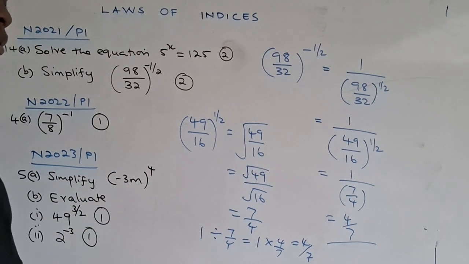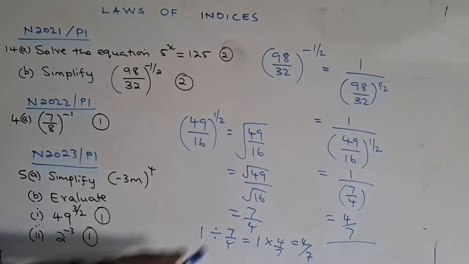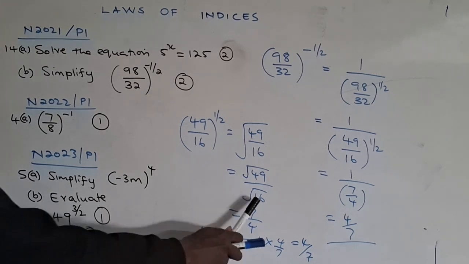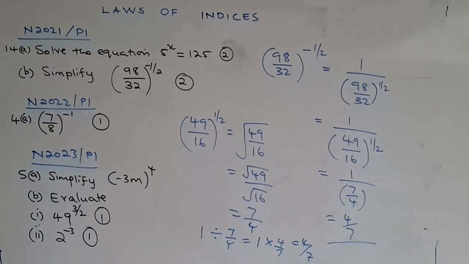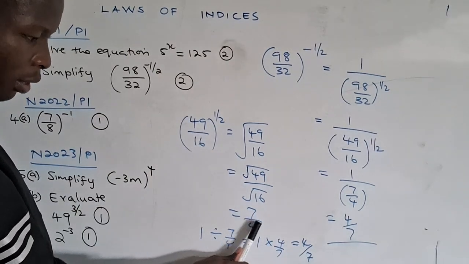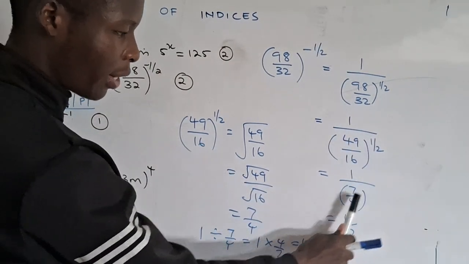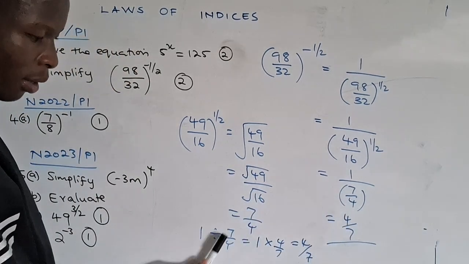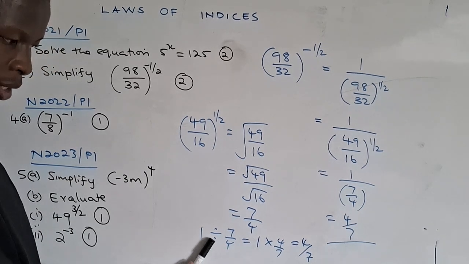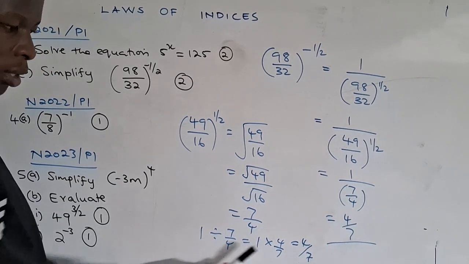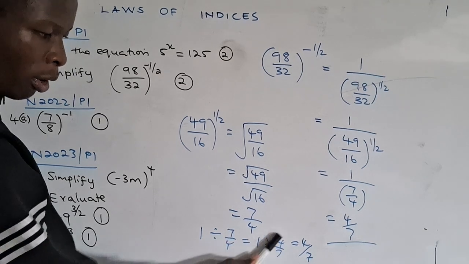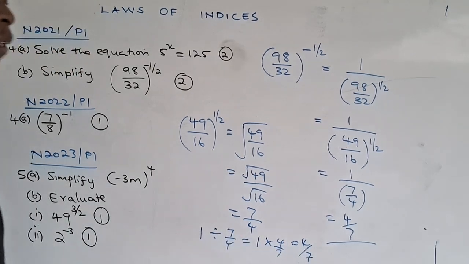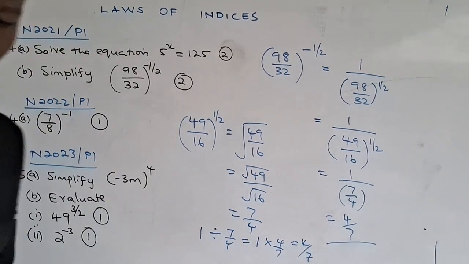How are we going to find the square root of this? You take the square root of the numerator divided by the square root of the denominator. The square root of the numerator is 7. The square root of the denominator is 4. So you are going to get 7 divided by 4. So this is 1 divided by 7 divided by 4. You change this into a multiplication sign. The moment you change this into a multiplication sign, you invert. So this becomes 4 by 7. So 1 times 4 divided by 7, the answer is 4 divided by 7. This is the final answer.